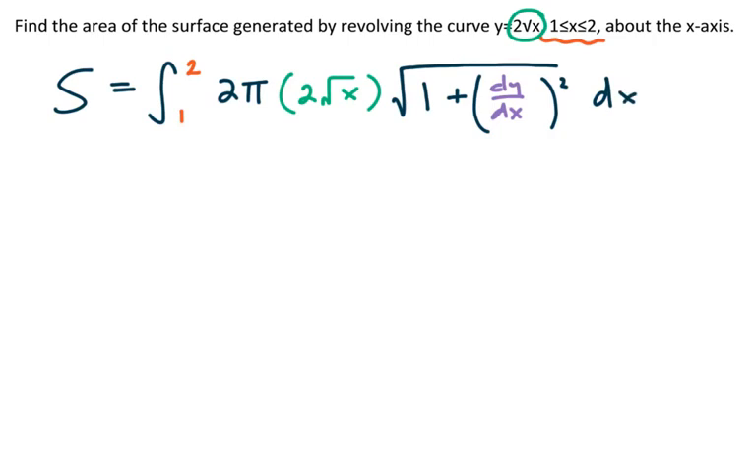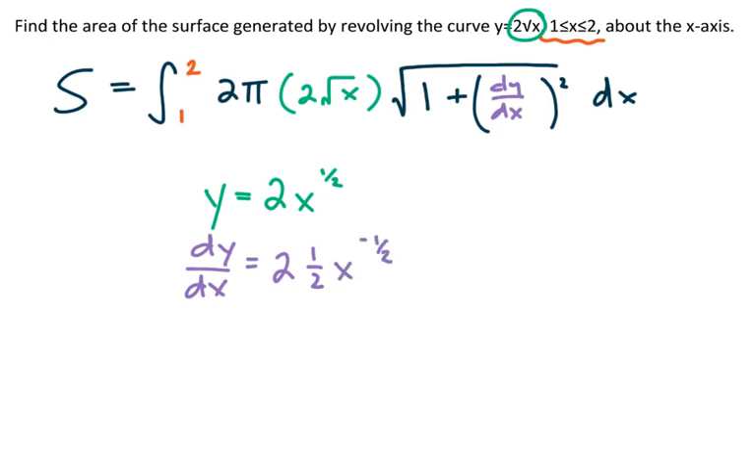Right? So it's pretty easy to look at this and set this up. We do need our derivative plugged in there. So y equals 2x to the 1/2, then dy dx is 2 times 1/2 x to the negative 1/2.